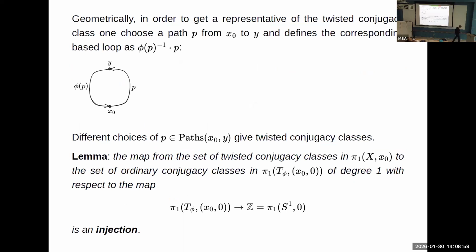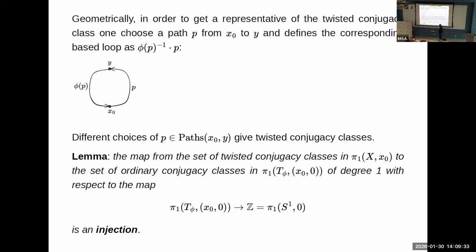And how to do it geometrically? How to get, for any fixed point or any other fixed point, a twisted conjugacy class? So x0 is one of my fixed points, which I treat as a base point for speaking about the fundamental group. Now I choose another fixed point y. Because the space is connected, I can connect x0 to y by some path.